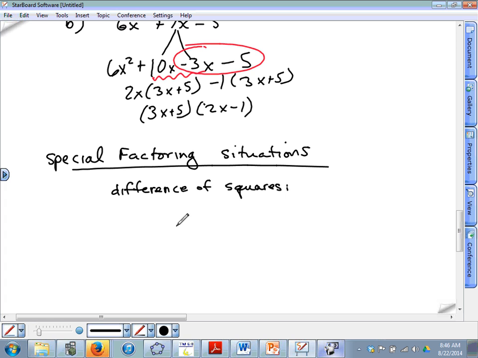So if you have the difference of two squares, so I'm going to say a squared minus b squared. That's the difference of two squares. The pattern for factoring is a minus b times a plus b. That's the pattern for difference of squares.